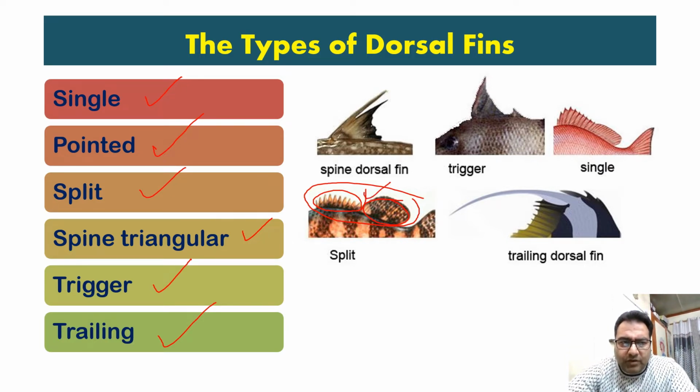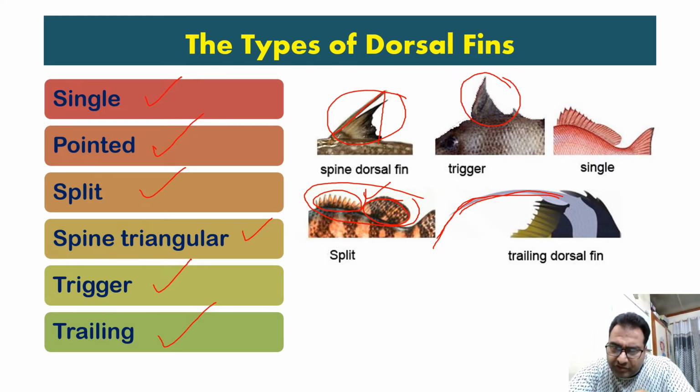Then we have the spine triangular: it has a spine, just spine-like and triangular in shape, so we call it a spine triangular. Then the dorsal fin looking like the trigger of a gun, we call a trigger dorsal fin. And the dorsal fin which has a long ray trailing behind the fish, we call the trailing dorsal fin.